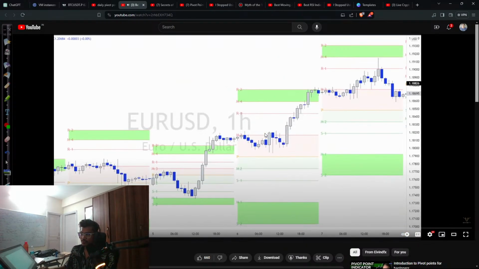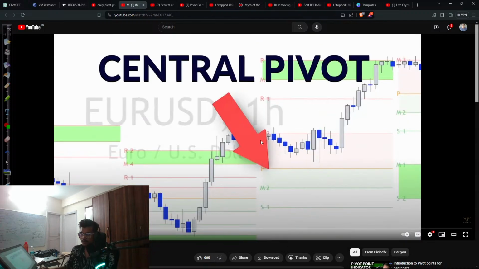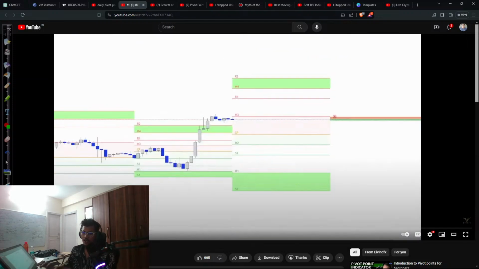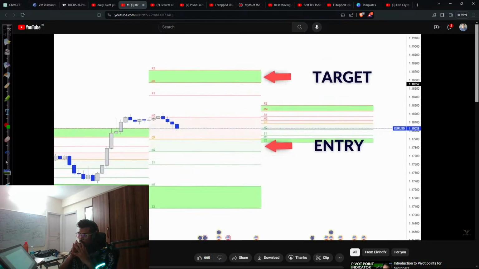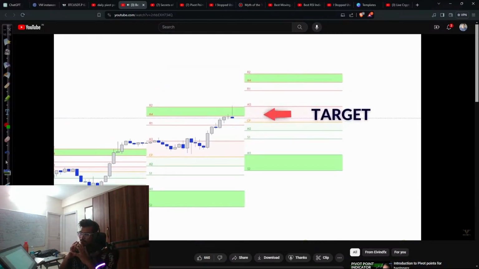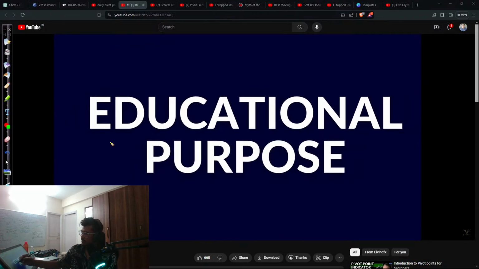For this strategy, we are using pivot points that use the high, low, and the close price of the previous period divided by 3, and we get the central pivot. And in turn, this can be used for finding support and resistance into the future. And in turn, this can be used to find your entries, take profit, and even your stop loss. This strategy is mostly suitable for day traders, swing traders, and as always, this video is only for educational purposes.